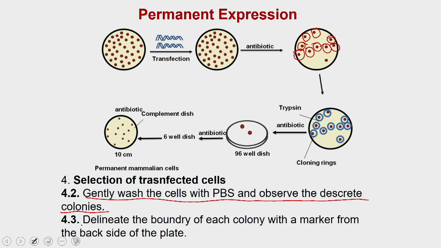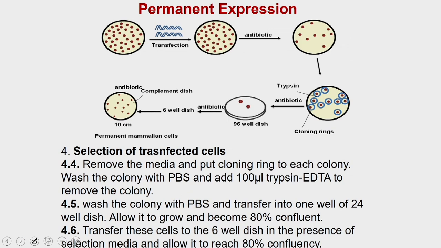So, that you have to do from the back side. Delineate the boundaries of each colony with the marker from the back side of the plate. Now, remove the media, okay, and put the cloning rings.